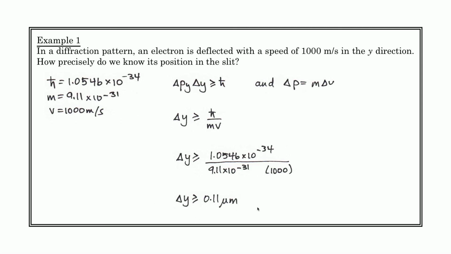Now, you may be thinking, oh, this actually is a pretty small number, right? 0.11 micrometers. Well, is that precise when you compare it to an electron? Think about how tiny an electron is. 0.11 micrometers is actually quite a bit larger than an electron, and so this is actually not a very precise answer.